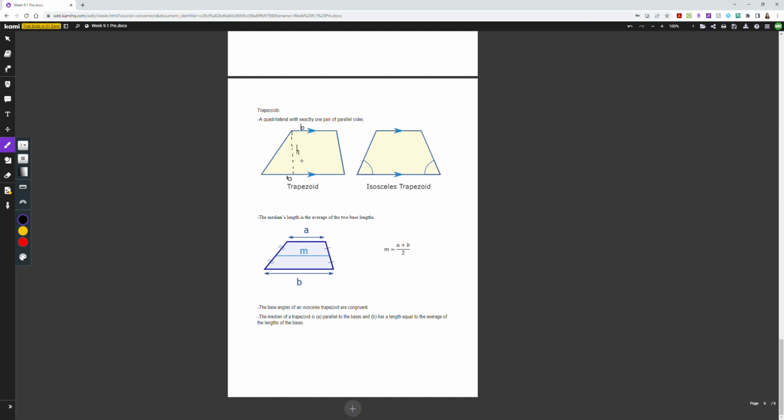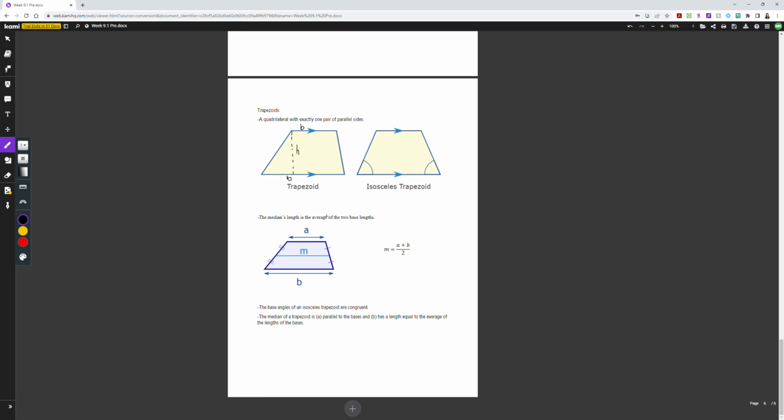Okay, anyways, so there are two types of trapezoid. We have a regular trapezoid, and then we have an isosceles trapezoid. Now we say that this is an isosceles trapezoid because as you can see, these two angles here would be identical. Same thing for here, these two angles would also be identical. So that's why this is an isosceles trapezoid, because of the congruent angles.